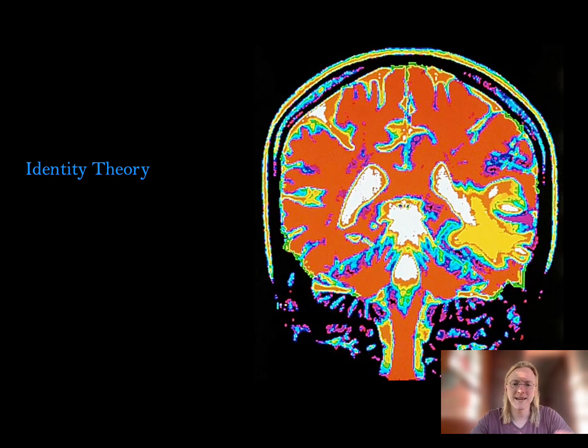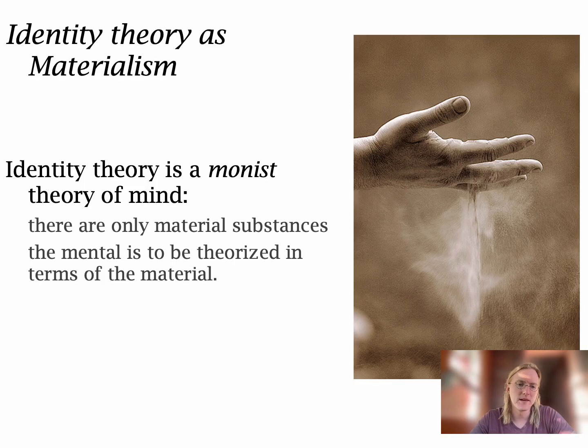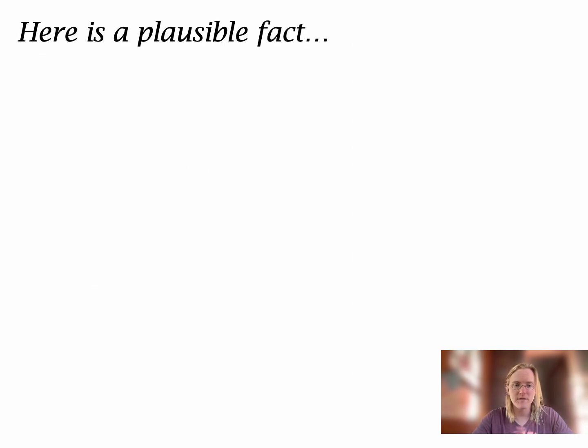Today we're going to be talking about identity theory, and the paper that we read for today was JJC Smart. So identity theory is a materialist theory of mind, and it's also a monist theory of mind. We looked at Descartes and we saw a substance dualism, where there's physical substance and there's mental substance. Now, identity theory is going to say there's no such thing as mental substance. Rather, there's just physical stuff, and all of the mental life that we have can be explained in terms of that physical stuff.